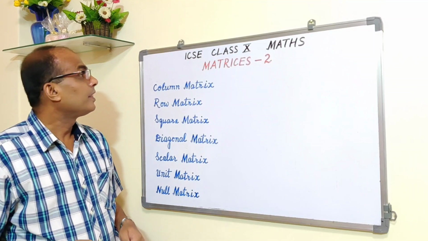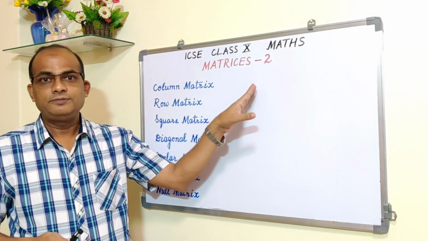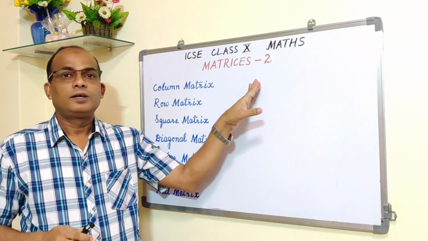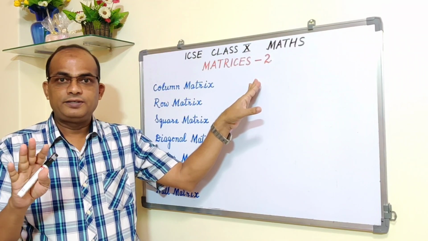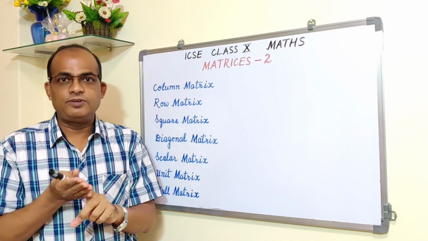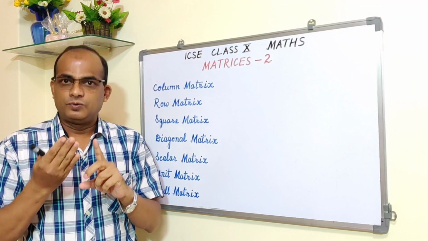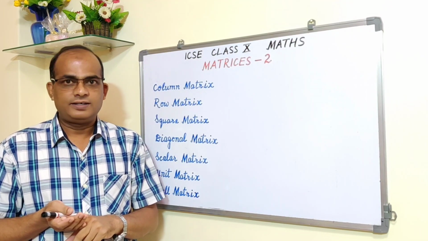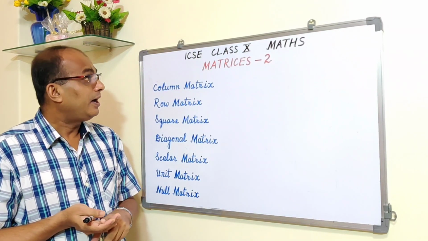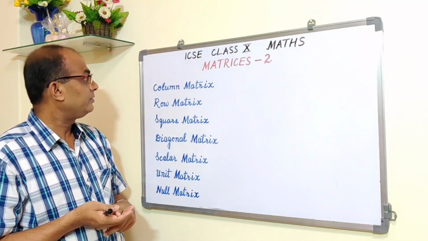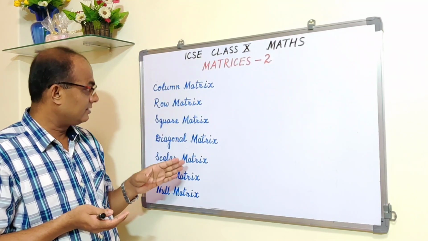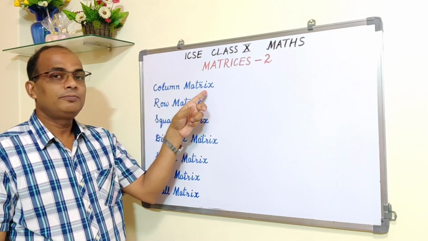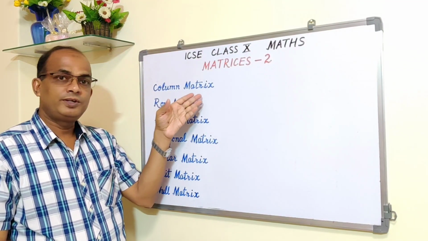Okay, so in part 1 I have explained some basic things like the definition of a matrix, the order of a matrix, etc. In part 2 here, we are going to discuss these terms: column matrix, row matrix, etc.